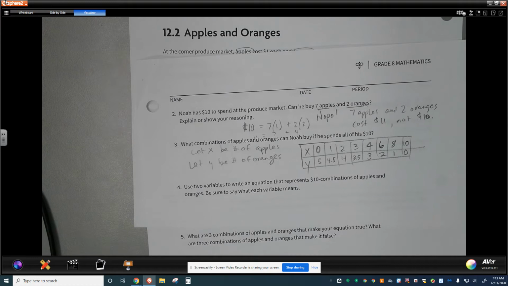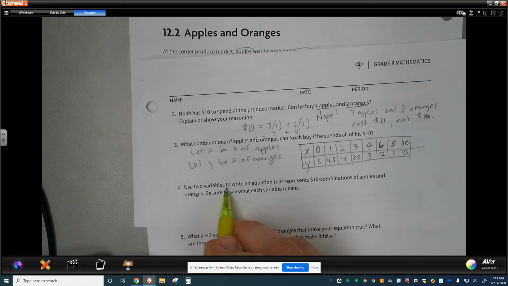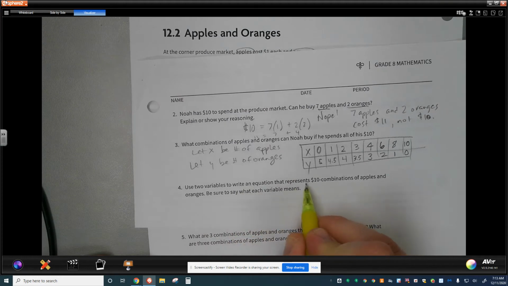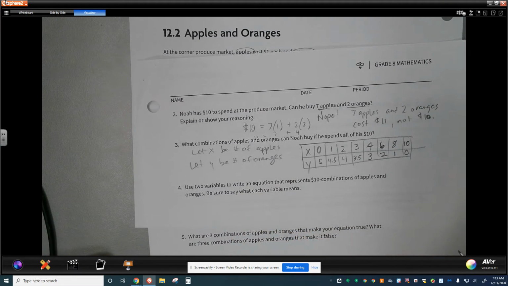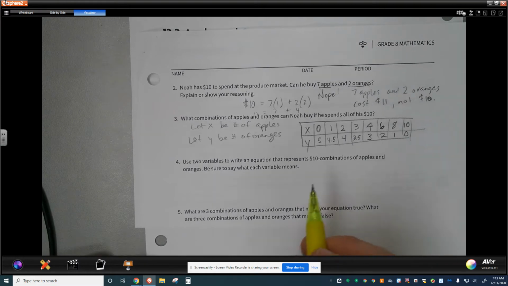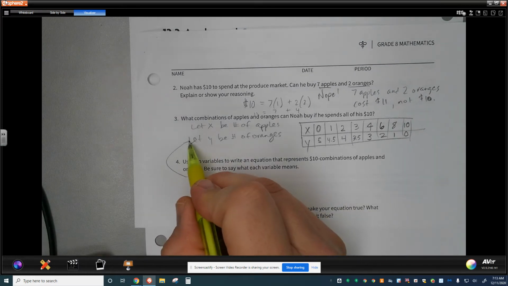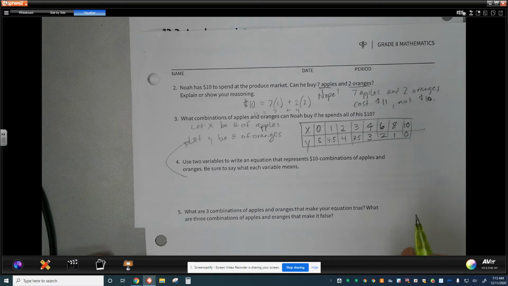So there's got to be a simpler way than just sitting there guessing and checking with a table. And that way to do it is to use the 2 variables to write an equation that represents a $10 combination of apples and oranges. Be sure to say what each variable means. Well, we did that right here. So we're going to talk about these variables.